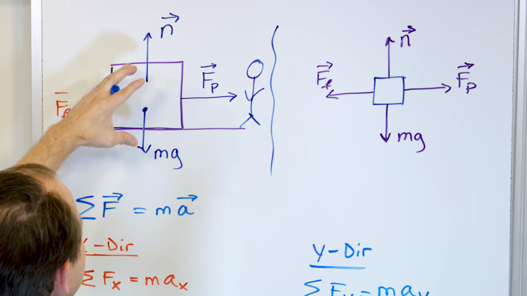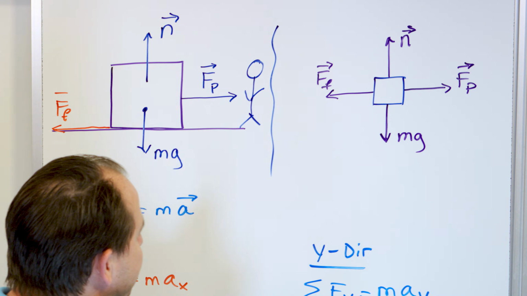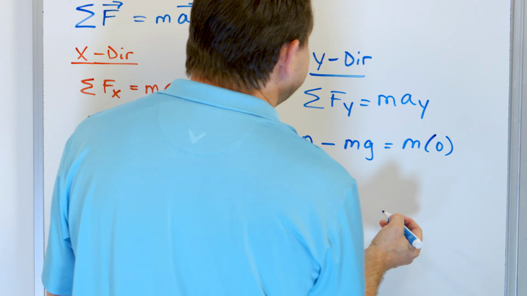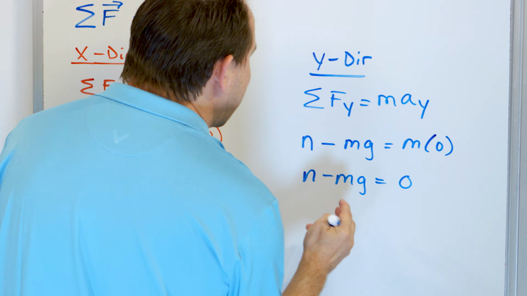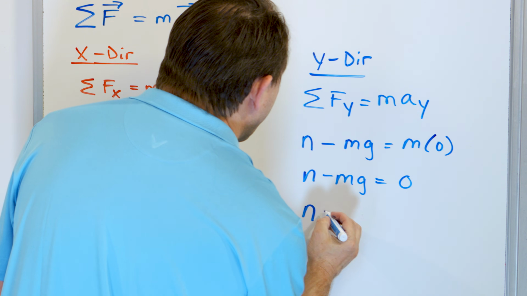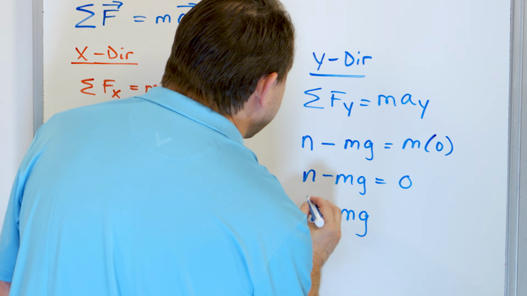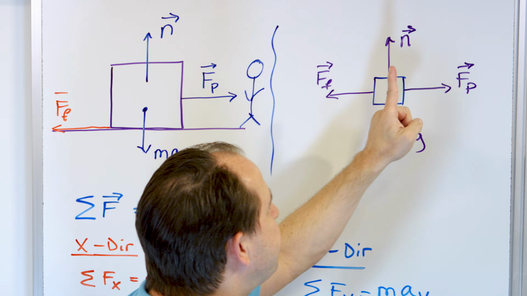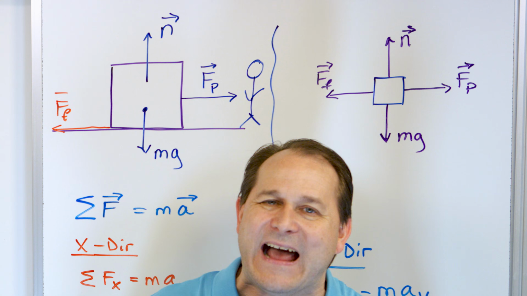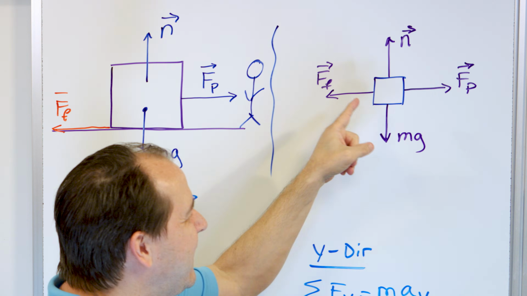This thing is sitting on the ground. It certainly is not accelerating up or down, so again, the acceleration is 0. So n minus mg is equal to 0 on the right, and we move this to the other side. The normal force is equal to the mass times the gravity. What we have figured out is that the normal force acting on the box from the ground is exactly equal to the weight of the box.